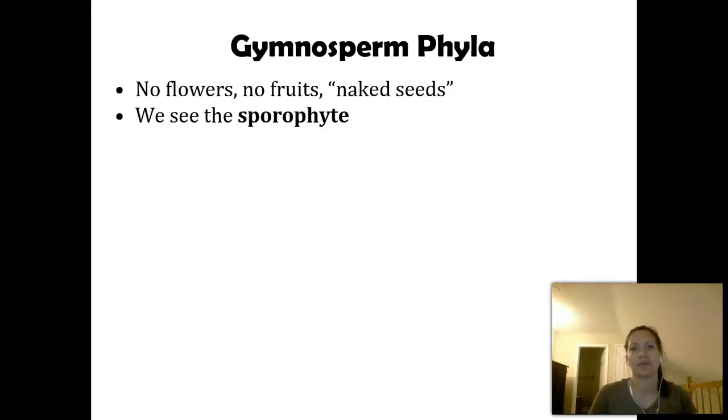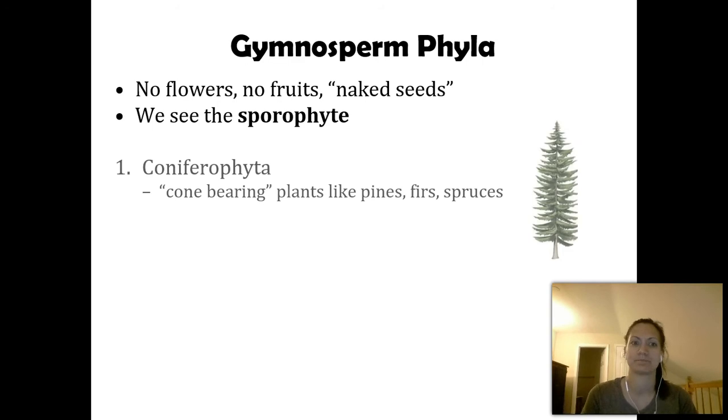So let's talk about the gymnosperms first, because these are, I would say, more primitive than the angiosperms. There's quite a few different phyla, but we're really going to talk about two, because these are two that you've probably seen before. So as I mentioned before, they don't have flowers, they don't have fruits. We refer to them as naked seeds, meaning they produce seeds, but there is no protection for that seed, such as a fruit. When we look at a gymnosperm or a pine tree, we are seeing the sporophyte, and we'll talk about that life cycle in a little bit.